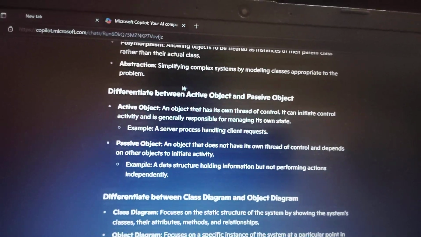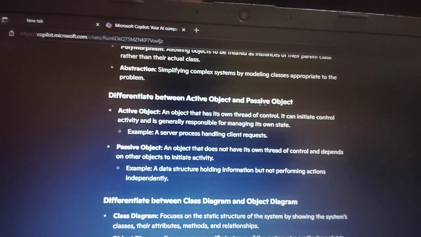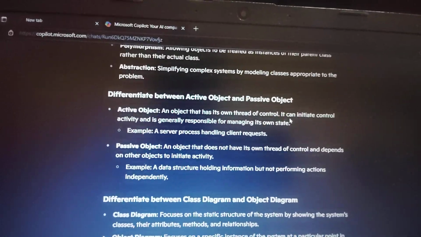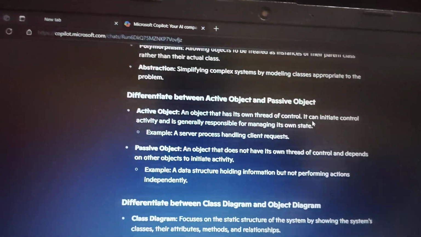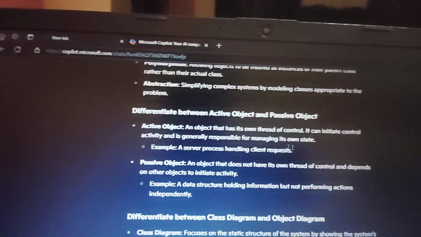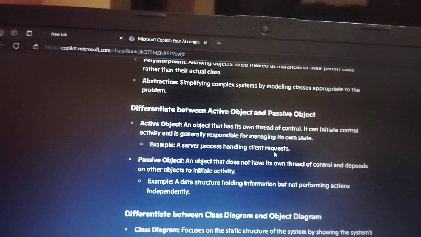Completed. We need to differentiate between active and passive objects. An active object has its own thread of control. Active means always active and self-driven. It can initiate control and is generally responsible for managing its own state. Example: a server process handling client requests.